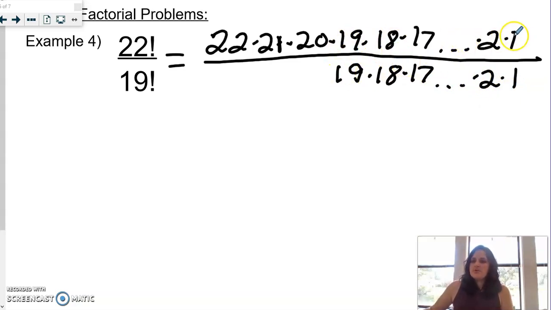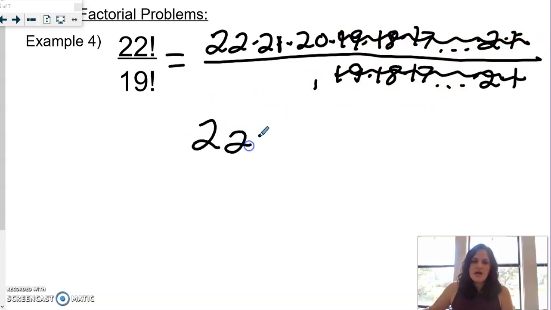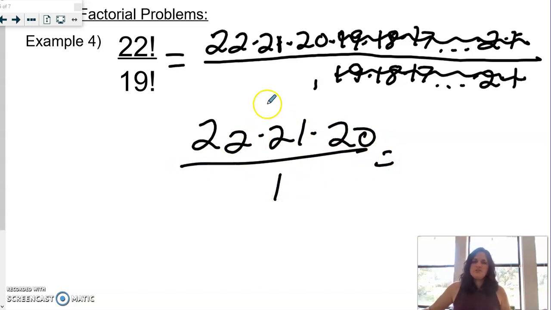Now we can use that same principle. The 1s cancel out with the 1s, the 2s with the 2s, all these numbers between 17 and 2. In fact, everything from 19 on down cancels out because both the top and the bottom share those same factors, 19, 18, 17, all the way down to 1, so they can cancel out on the top and the bottom. And what I'm left with is, on the top, I have 22 times 21 times 20. On the bottom, I have 1. So now your calculator can handle this for sure. You can multiply 22 times 21 times 20. So do that right now.